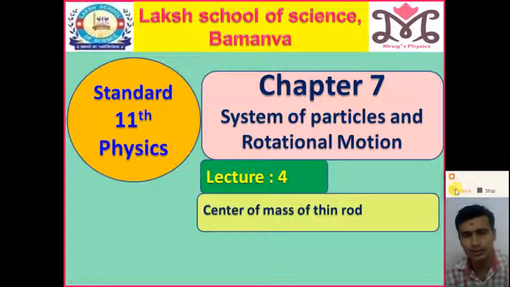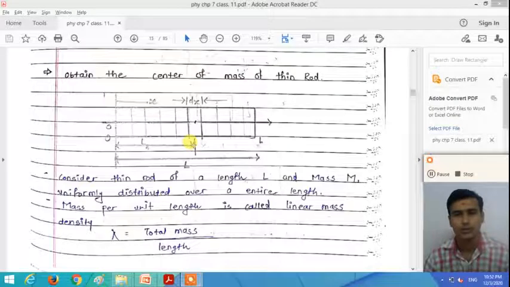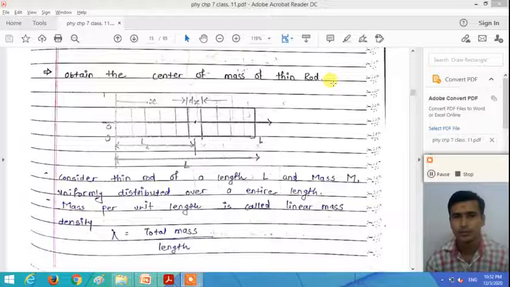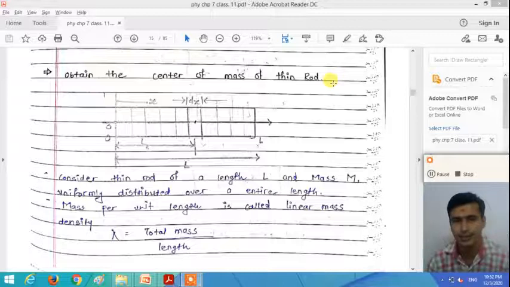So dear student, in this video we will calculate the center of mass of a thin rod, and we will also discuss some examples or short questions regarding the center of mass. So let us start with the first point: obtain the center of mass of the thin rod. How can we calculate the center of mass of a thin rod of a specific length? We use the analytical method.